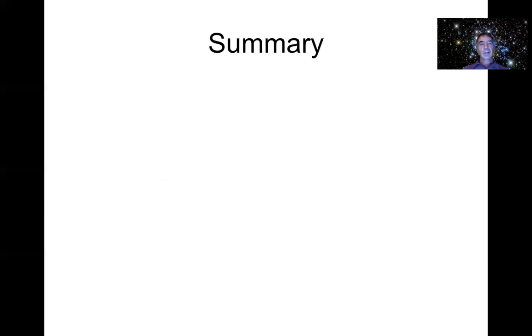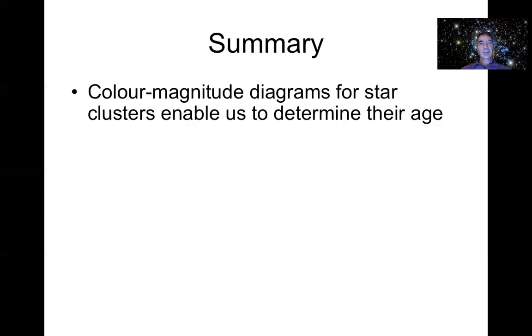Okay, so let me just summarize what we've learned in this lecture. We started with color magnitude diagrams for star clusters, and hopefully you're already getting the idea that you can use them to determine their age by how far down the main sequence they have burnt. Don't forget the main sequence is a sequence in mass, and therefore it's a sequence in age, because as you get to lower and lower masses, their main sequence lifetimes get longer and longer. So they can be used as clocks.